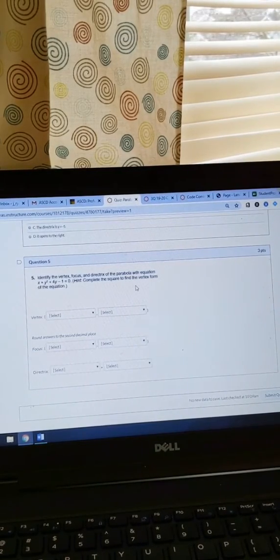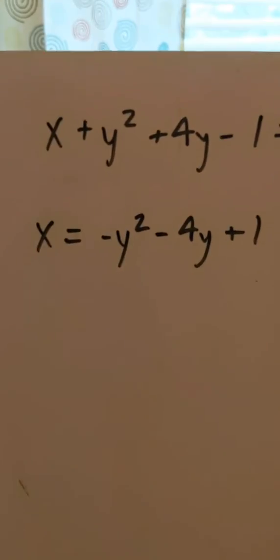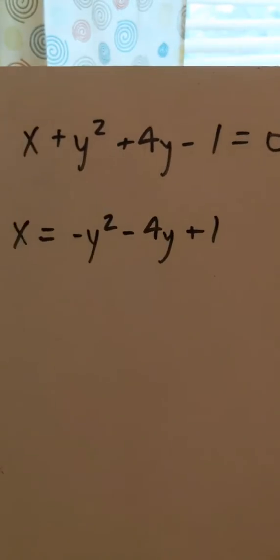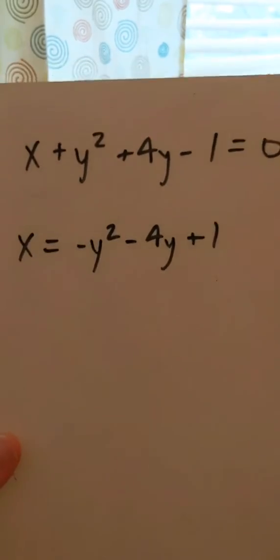All right, so we got x plus y squared plus 4y minus 1 equals 0. We need to get the x by itself, so I need to move everything over. So you get x equals -y squared minus 4y plus 1. So we add that over. So this is what we start with.